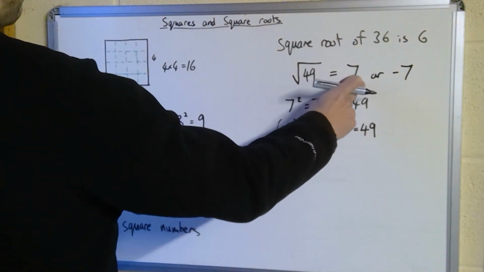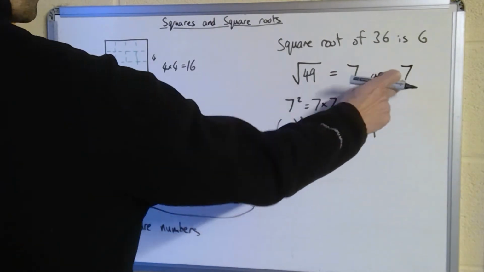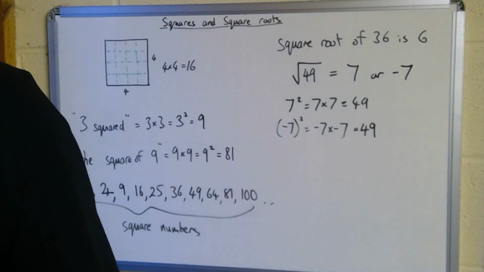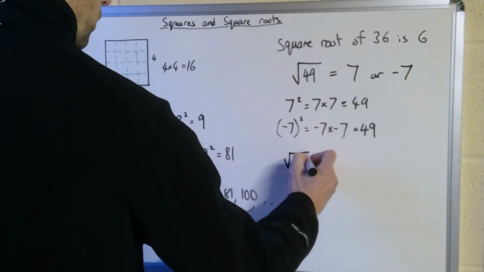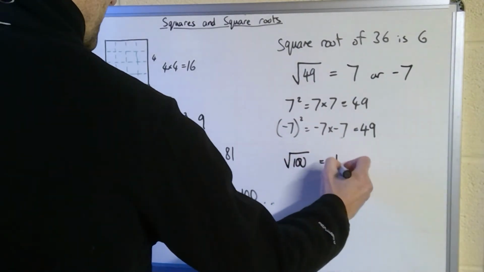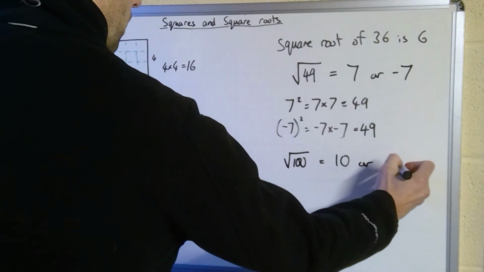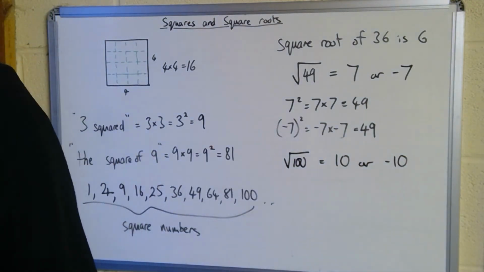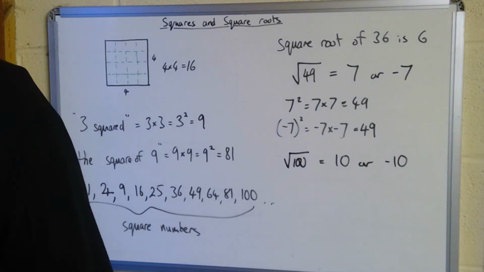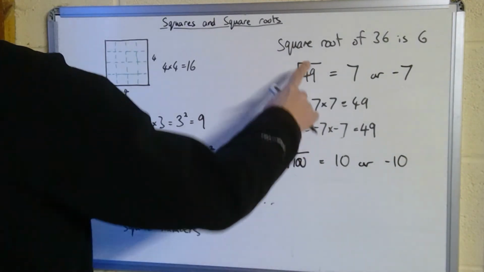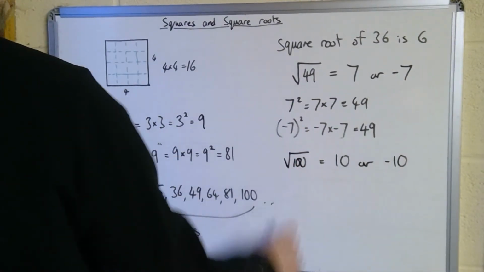Sometimes you just ask for the positive square root. Sometimes you might be asked for both values. So often they have 2 values. So strictly speaking, if I say what's the square root of 100, it's 10 or negative 10. So usually we just give the positive version, but sometimes you'll be asked for the negative version as well. So this is what we call the square root.